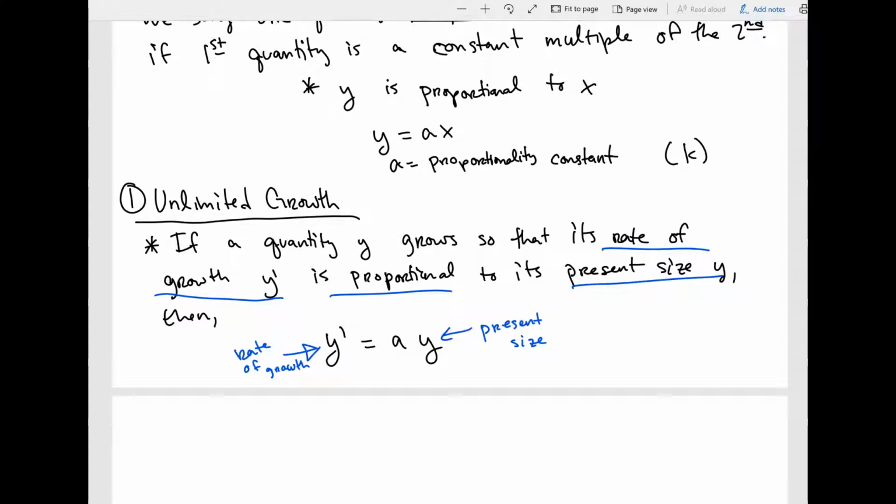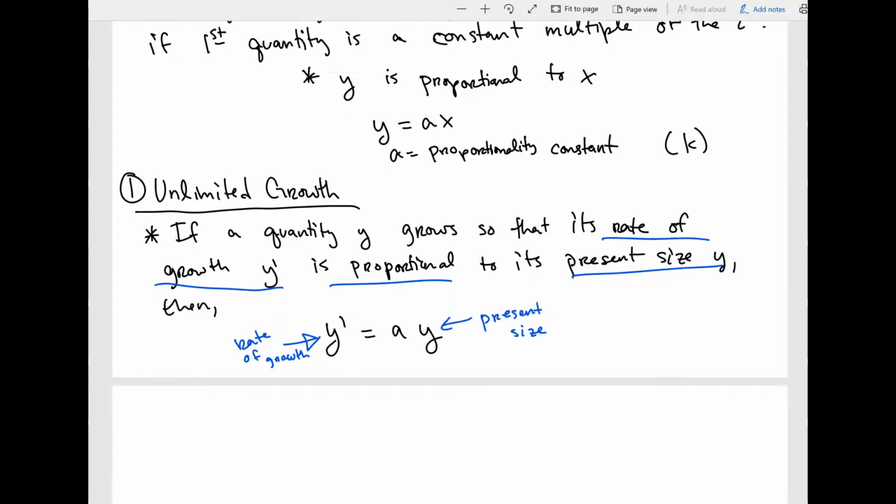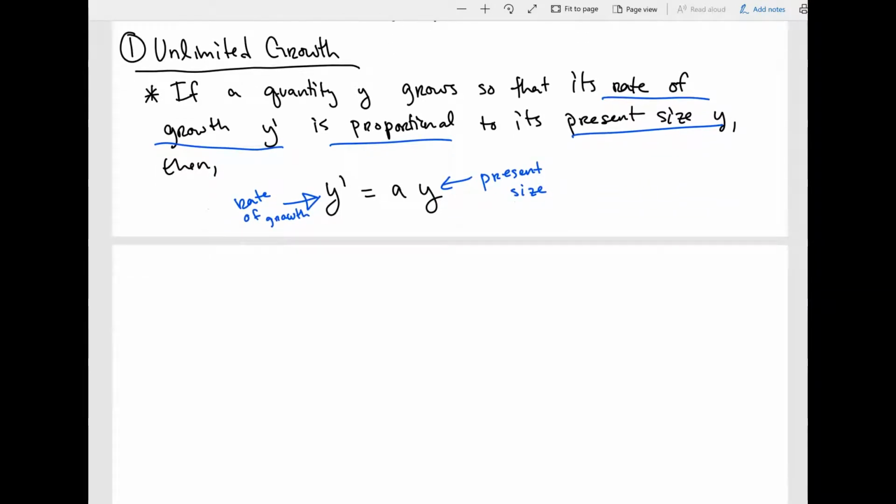Now, is this a really good assumption? Well, let's take an example for this type of unlimited growth. So let's say you start with 1,000 bacteria. You have this bacteria colony, and it is growing at 300 bacteria per hour. Maybe you're a biologist or a researcher and you have 1,000 bacteria, and every hour you're getting 300 additional bacteria.